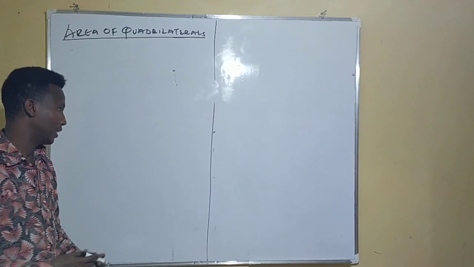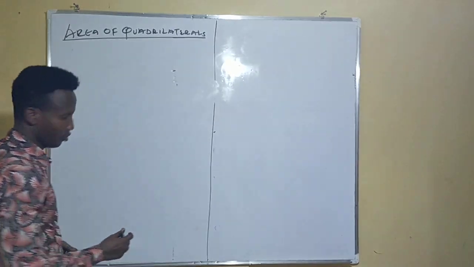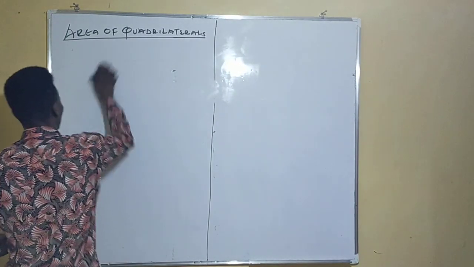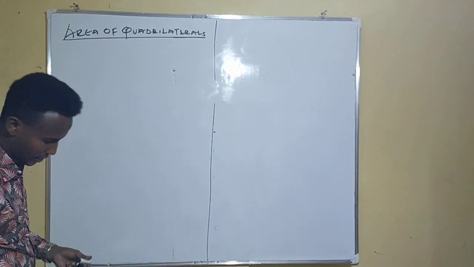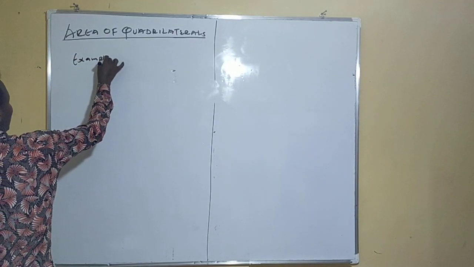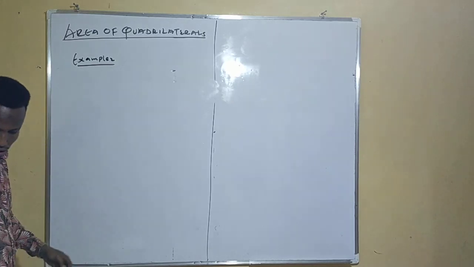But before I go into that, let me also give you example 2. Okay? So that you understand better this thing, yeah? Let me give you example 2 about area of trapezium, yeah? Let's say this is example 2. Example 2.